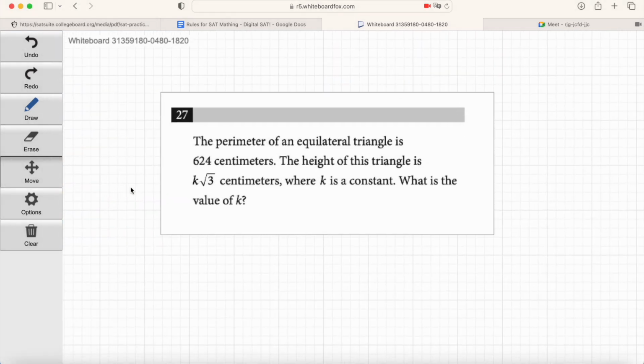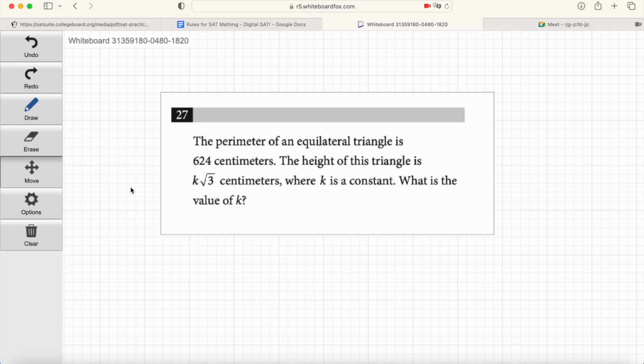All right, go ahead and read question 27 for us, please. Okay. The perimeter of an equilateral triangle is 624 centimeters. The height of this triangle is K times the square root of 3 centimeters, where K is a constant. What is the value of K? Oh, my goodness. What are we solving for here, Tanner?